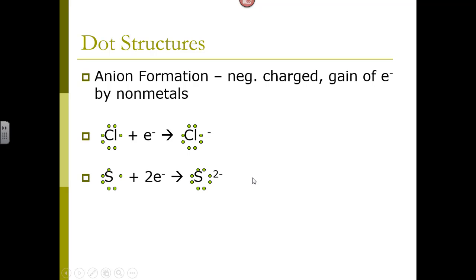Here's another one. Sulfur. It would be easier to gain 2 rather than lose 6. So sulfur ends up with 2 extra dots. That gives it a full octet. And we put a -2 or a 2 minus off to the side. That shows that there's 2 extra electrons now. And phosphorus would follow suit, except phosphorus gains 3.